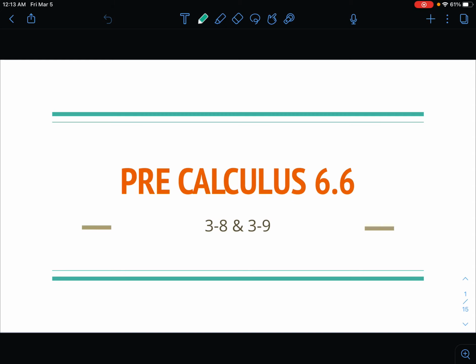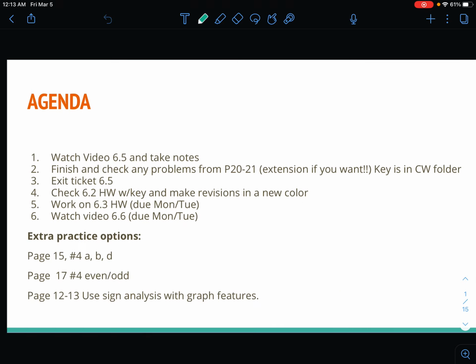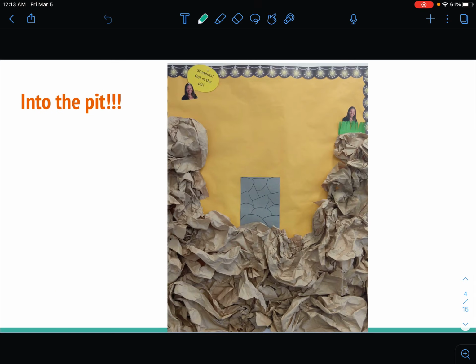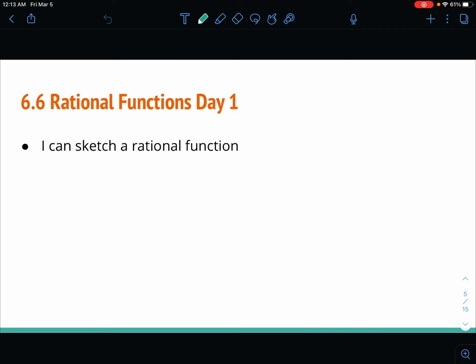Hi students, we're going to talk about rational functions today and how to sketch them. So let's go ahead and start our notes. Our goal is just that we can sketch a rational function. That's going to involve several key features that we'll need to find.